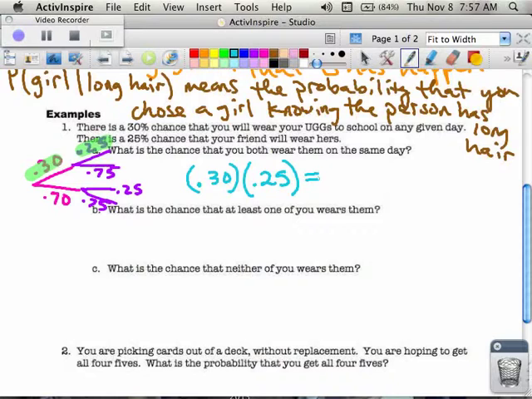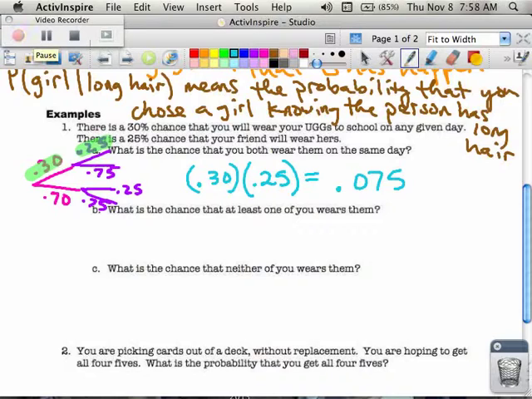And when you multiply those two things, there's a .075 chance that both of you will wear your Uggs on the same day. You could also write that as 7.5% if you wish.